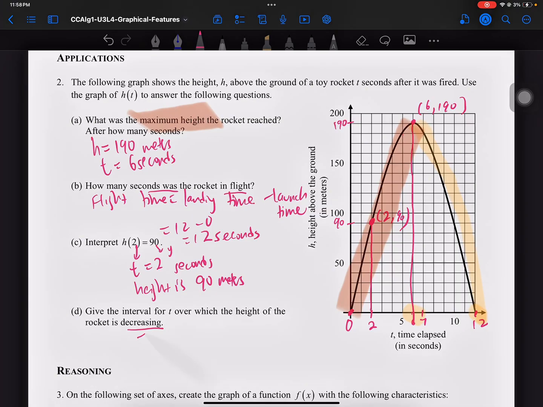So you can write down [6, 12]. We include 6 because that's the peak where the going down starts, and include 12 because it keeps decreasing right up to landing. The height is decreasing on [6, 12].